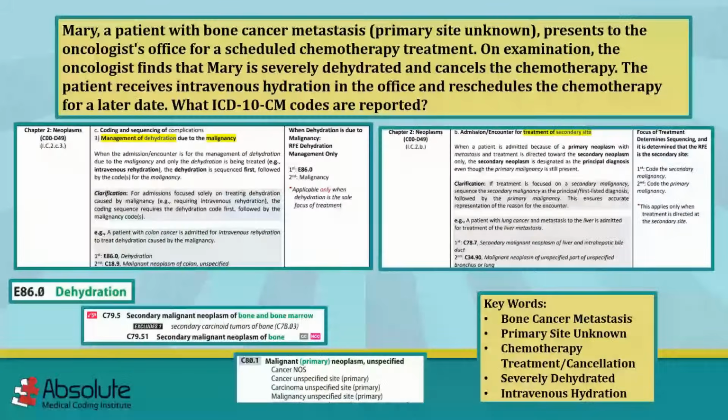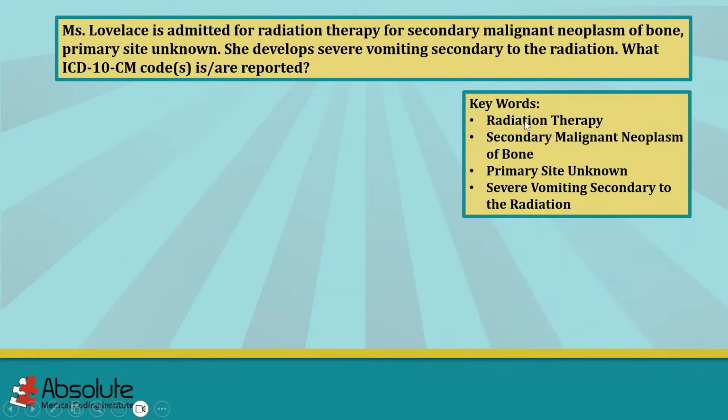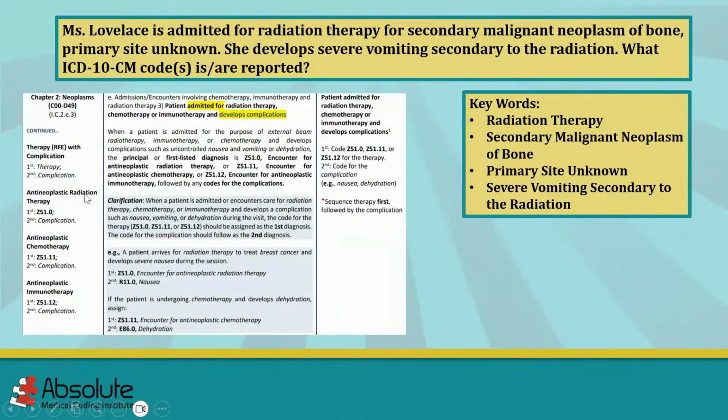Okay. So, here is our last scenario. Again, we are going to be focusing on our radiation therapy, our secondary malignant neoplasm of the bone, primary site unknown, and the severe vomiting secondary to radiation. So this is going to be the guideline we are going to be using, specifically patient being admitted for radiation therapy, chemotherapy, or immunotherapy and developing complications, because they're here for the radiation therapy and they're developing that severe vomiting. So it says right here, our first code is going to be for the therapy.